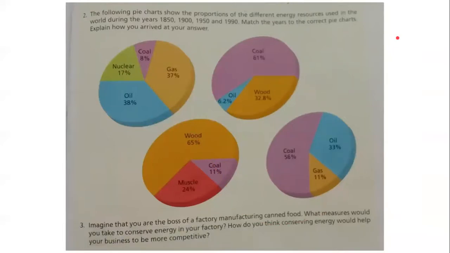Imagine that you are the boss of a factory manufacturing canned food. What measures would you take to conserve energy in your factory? How do you think conserving energy would help your business to be more competitive? So, for example, if I were a boss, I would use energy saving bulbs rather than filament bulbs to save energy. So you can think of other ways.